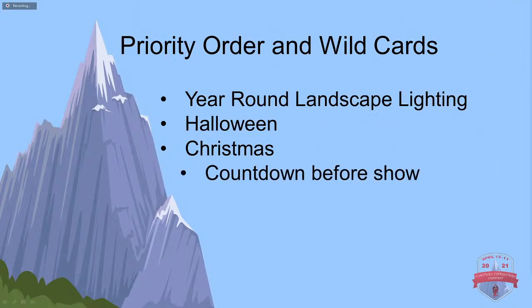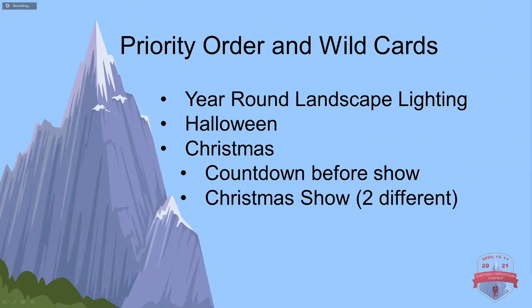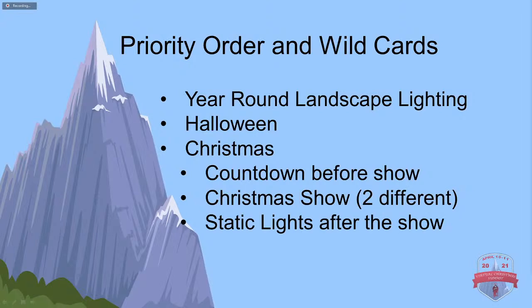But for Christmas, you want to have a countdown playlist before the show. Then your Christmas show, you're going to have 2 different shows. Then after the show, instead of landscape lights, you're going to have static lights. And then later on in the year, you're going to have special holidays like Valentine's, etc. You can set those all up fairly simply by using priority so that you don't have to create a bunch of different segments.